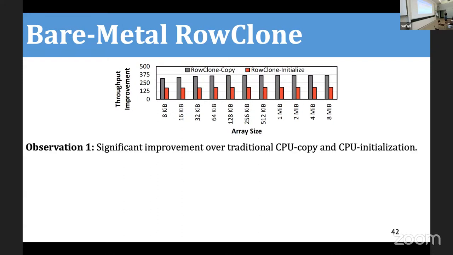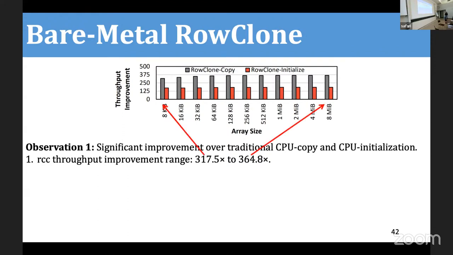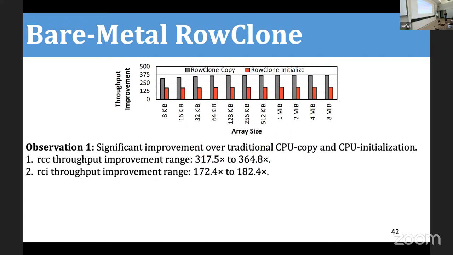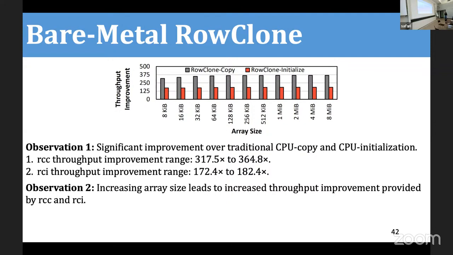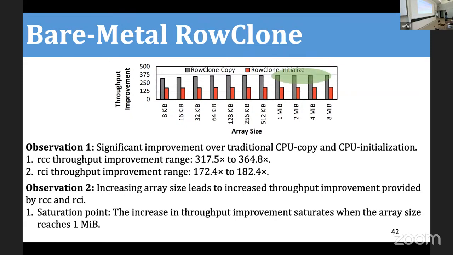So the first observation is that we have a significant improvement over traditional CPU operation. We see the throughput from RCC improvement is almost 320 times larger than the CPU for an 8 kilobyte array size, and here for an 8 megabyte array size. And then for RCI, we see as well that it increased the throughput by a lot. The second observation is that as the array size increases, the throughput also increases, but we actually reach a saturation point at 1 megabyte.